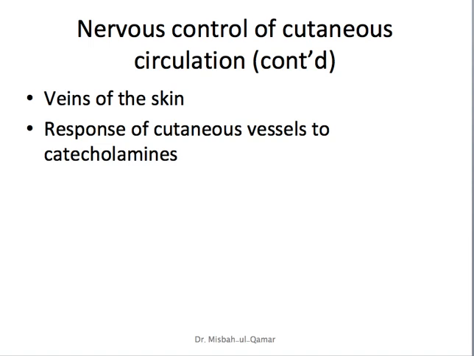Right. Now, moving on to the veins of the skin. You see, the veins of the skin can also show vasoconstriction. And this phenomenon is abolished when sympathectomy has been done, or when the sympathetic nerve fibers are blocked by some local anesthetic agent such as procaine. The cutaneous vessels are extremely sensitive to the circulating catecholamines, and they show severe vasoconstriction in response to these catecholamines.